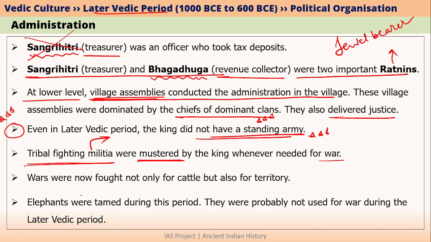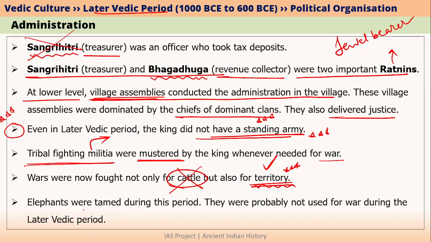If we talk about wars and battles in later Vedic period, wars were not only fought for the cattle, but they were also fought for territory. Moreover, we can say that since territory was very important now, most of the battles were mainly for territory. For example, Mahabharata war or the Kurukshetra war was not for cattle. It was basically for the territory or the kingdom of Kuru.